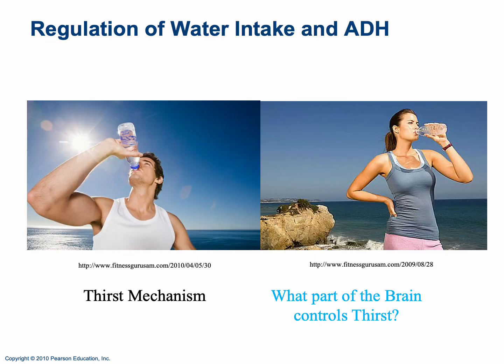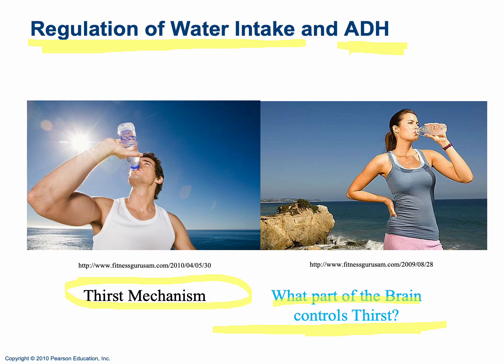All right, so it's important to have a good understanding of this hormone, ADH. This is really key when we think of the regulation of water intake in the body. A lot of people don't drink enough water, and ultimately signals are sent to your brain in this thirst mechanism. So does anyone know what part of the brain controls thirst? Take a moment to consider that.